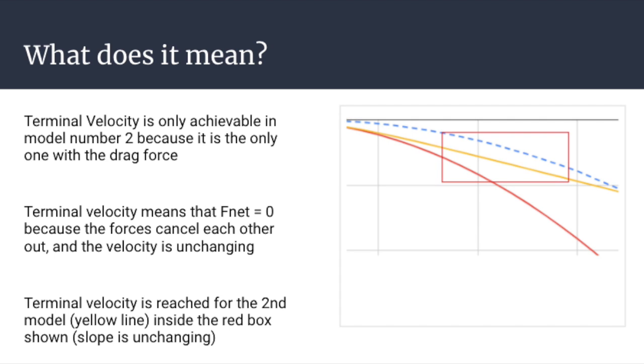Well, terminal velocity is when the force of gravity and the drag force equal out and the net force drops to 0. In Model 1, there's no drag force, so terminal velocity is not achievable. For the second model, there is both the weight force and the drag force, so terminal velocity is achievable. Looking at the graph, specifically the yellow line, the slope starts to become more constant within the red box. A steady slope means velocity is constant and Fnet is unchanging, in this case 0. This means that terminal velocity was achieved in the second model.